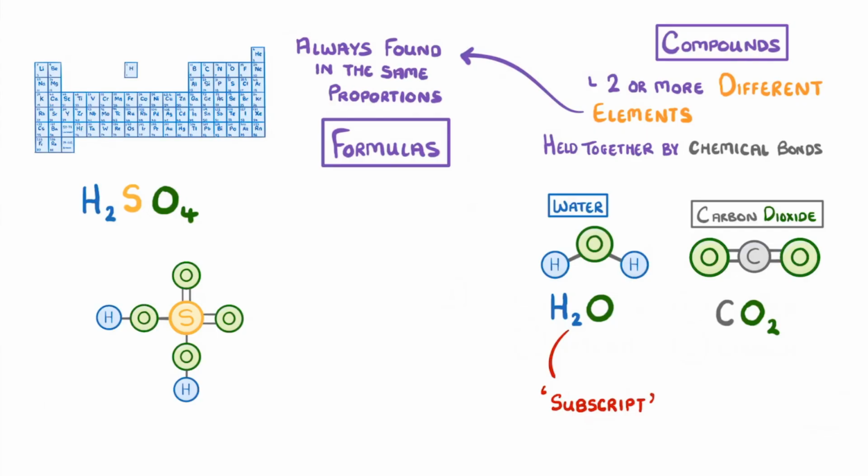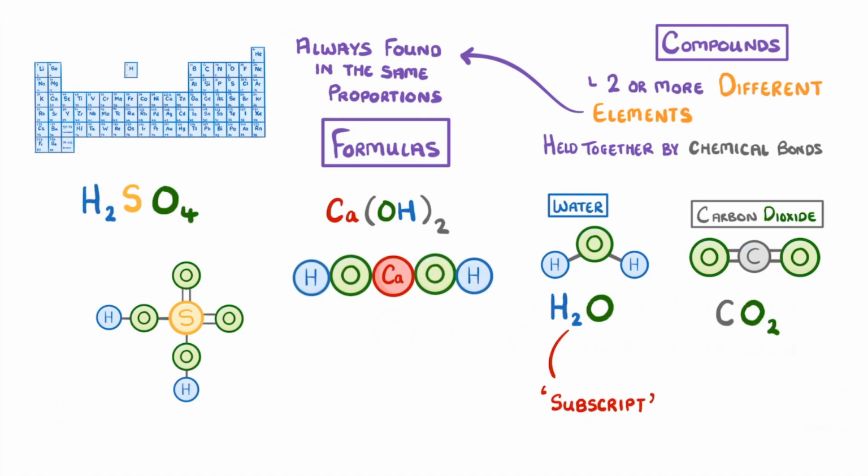Sometimes you might also see brackets in formulas, such as in calcium hydroxide. Just like in maths, the brackets effectively group together everything inside them. And then the number on the outside of the brackets tells us how many of those groups there'll be. So in this case, there's one calcium atom and two groups of OH.